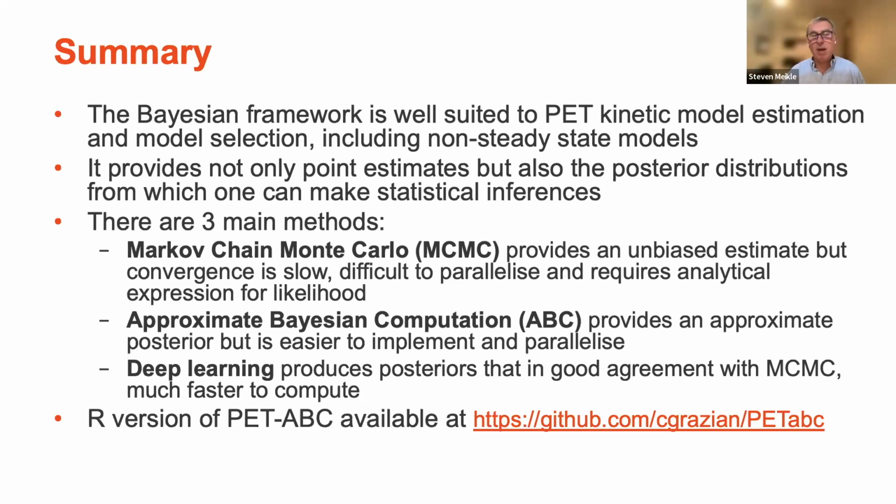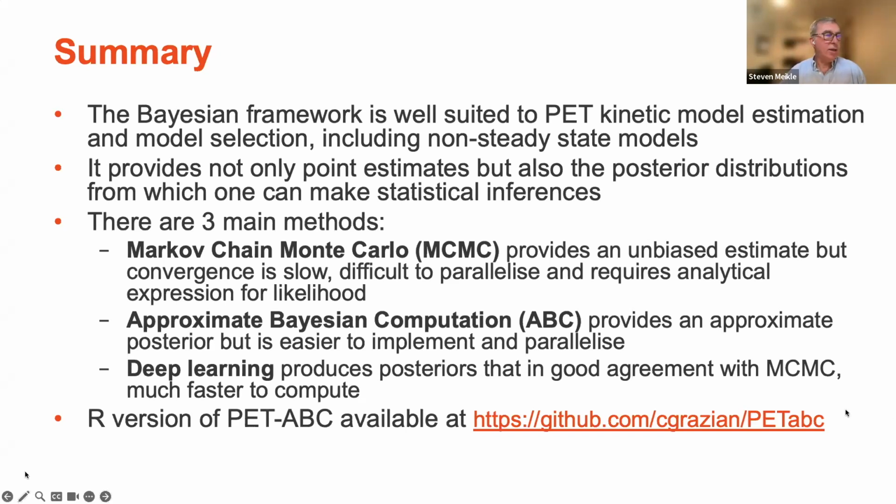And I've described three main methods for calculating those posterior densities. MCMC, which is considered the gold standard, but has a number of drawbacks, particularly the computational efficiency and the inability to parallelize. ABC, which is an approximate method, but much more computationally efficient, especially when you parallelize the algorithm. And we've seen that you can also use deep learning to estimate these posterior distributions.